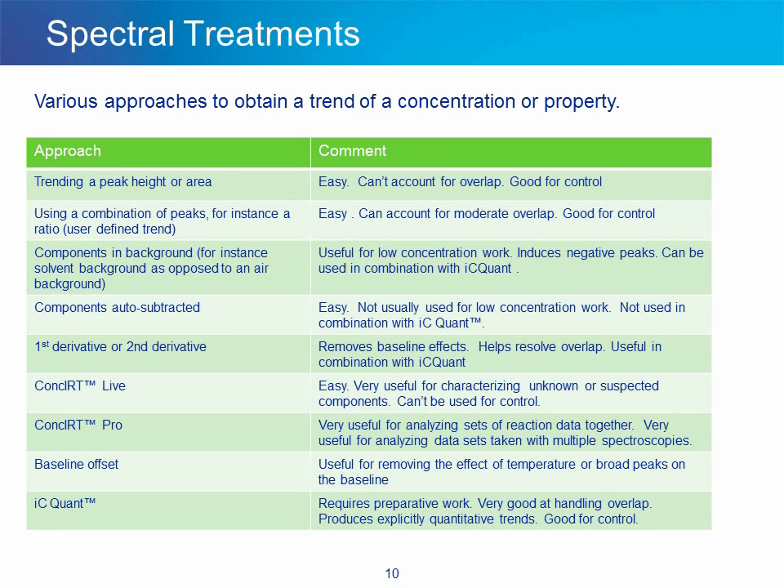ConcIRT Pro. Very useful for analyzing sets of reaction data together. Very useful for analyzing data sets taken with multiple spectroscopies. Baseline offset. Useful for removing the effect of temperature or broad peaks on the baseline. IC Quant. Requires preparative work. Very good at handling overlap. Produces explicitly quantitative trends. Good for control.